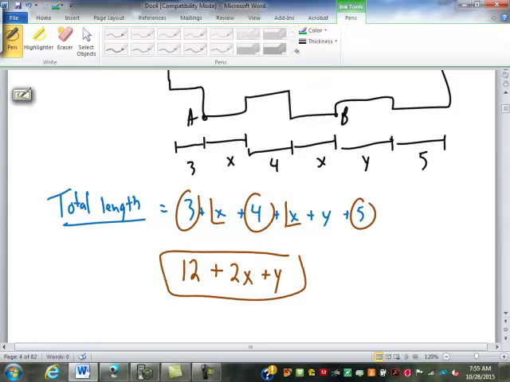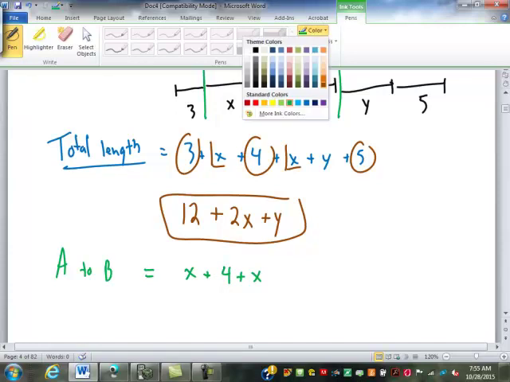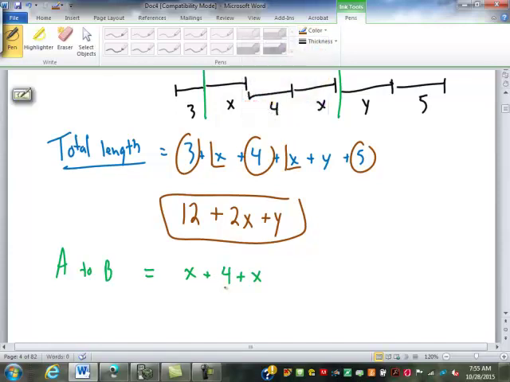If I just wanted to find the dimension from A to B, well, I'm going from here to here, that is just going to be x plus 4 plus x, or combined to make 4 plus 2x or 2x plus 4, either way.